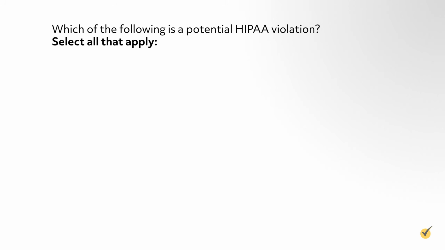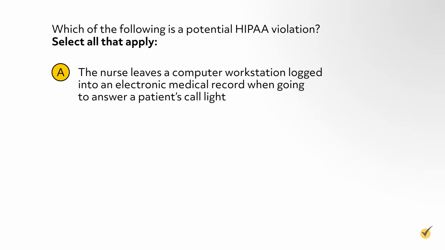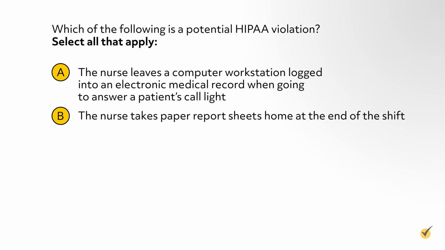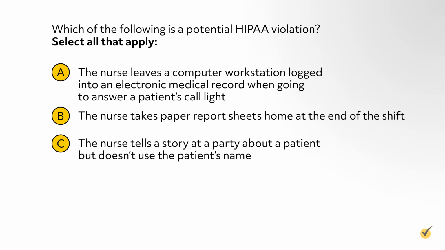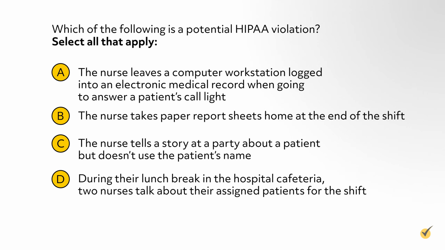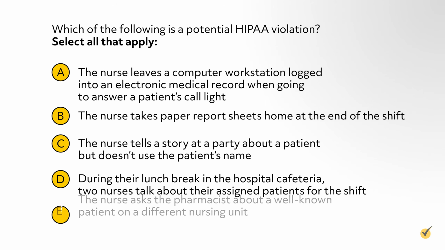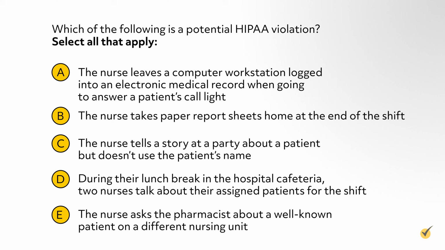Which of the following is a potential HIPAA violation? Select all that apply. A. The nurse leaves a computer workstation logged into an electronic medical record when going to answer a patient's call light. B. The nurse takes paper report sheets home at the end of the shift. C. The nurse tells a story at a party about a patient but doesn't use the patient's name. D. During their lunch break in the hospital cafeteria, 2 nurses talk about their assigned patients for the shift. And E. The nurse asks the pharmacist about a well-known patient on a different nursing unit.